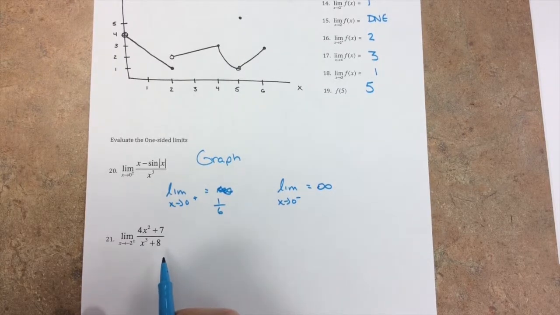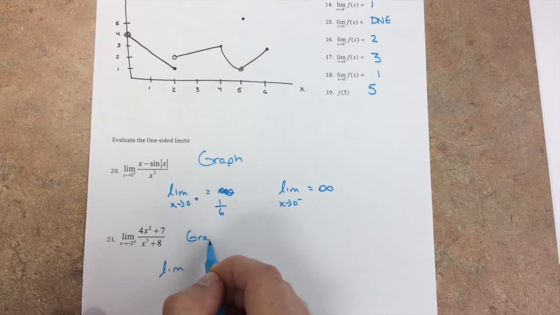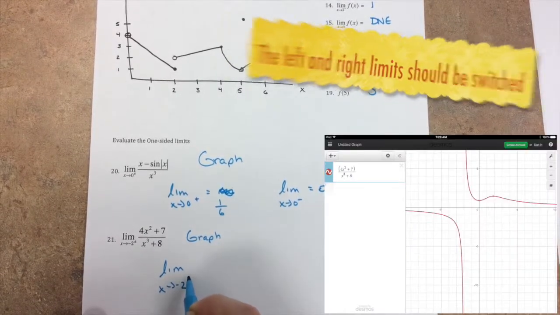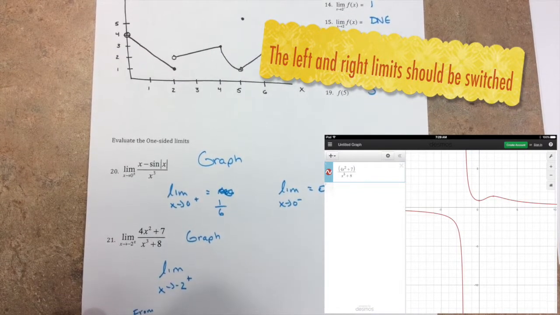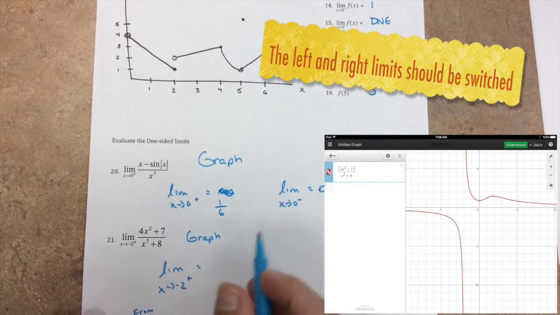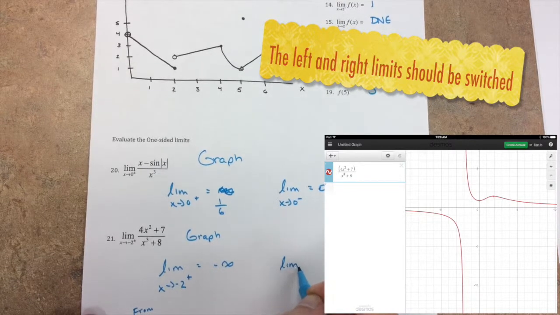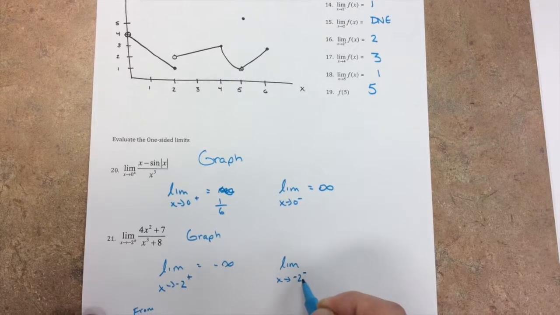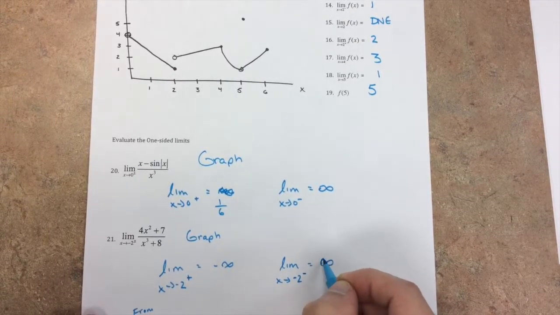Same thing. If you look at a graph here, the limit as x approaches negative 2 from the right, you get negative infinity. And if you look at the limit as x approaches negative 2 from the left, you get positive infinity.